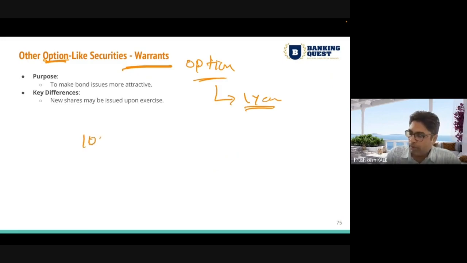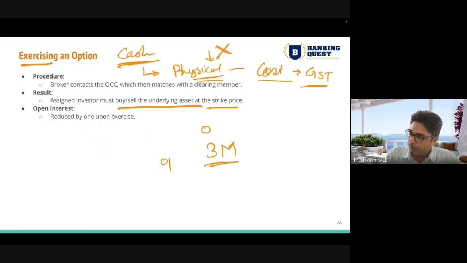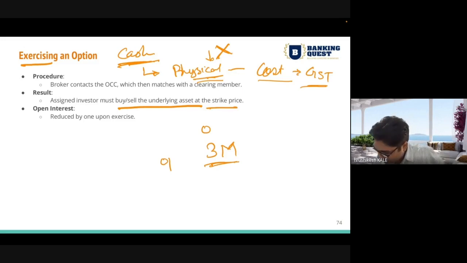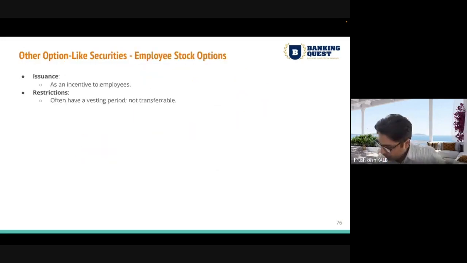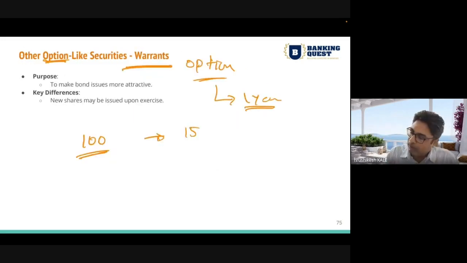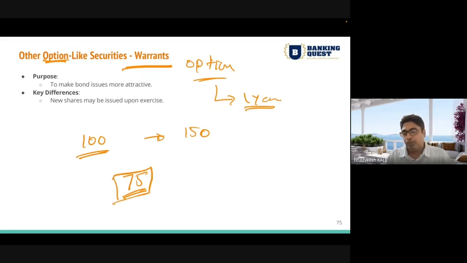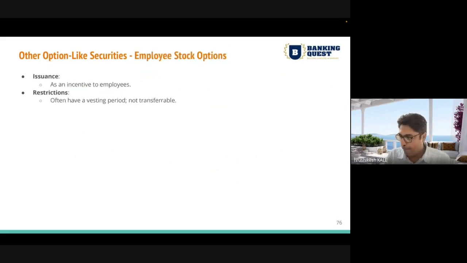So today's share price is 100. After 1 year, it is assumed that the share price will be 150. So you will have an option to purchase shares at 75. But this is only given to bondholders. For employees, ESOPs are given. Employee stock options plan. Again, they are the same as warrants.